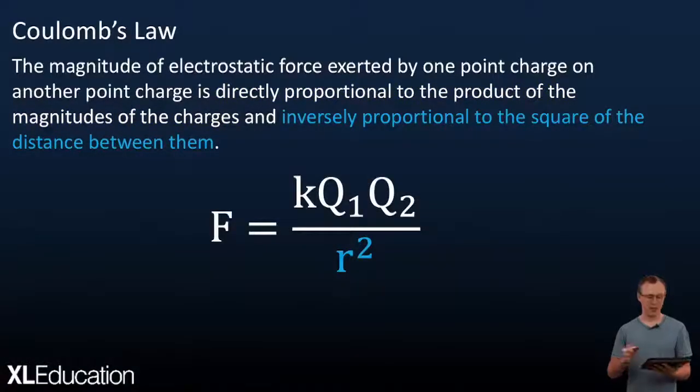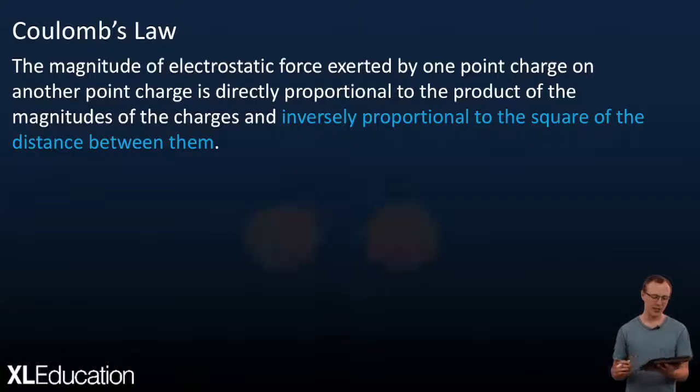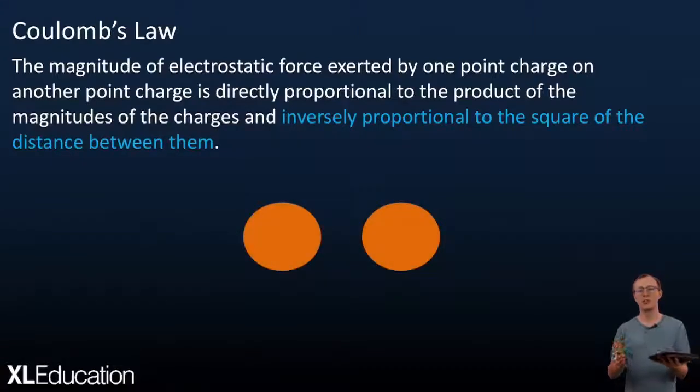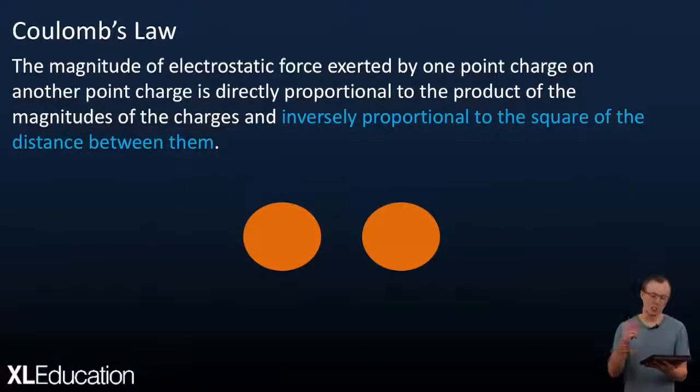Let's move on to the inversely proportional to the square of the distance between them. All that means is the further the two charges move apart from each other, the less the force they exert on each other. And the closer they get to each other, the greater the force they exert on each other. So it is the square of the distance between them.